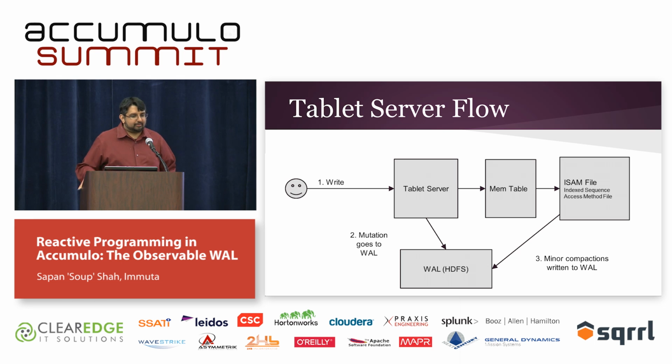So let's talk a little bit about how the flow goes. We've got our user who wants to do a write, and it goes to the tablet server. Then from the tablet server, it writes the mutation to the write-ahead log. Then that mutation goes to a mem table, which will eventually get minor compacted down into the ISAM file. And then that compaction will be noted in the write-ahead log. So there's actually a bunch of places where we're writing to the write-ahead log to gather information.